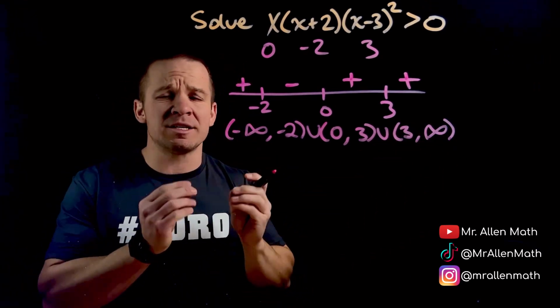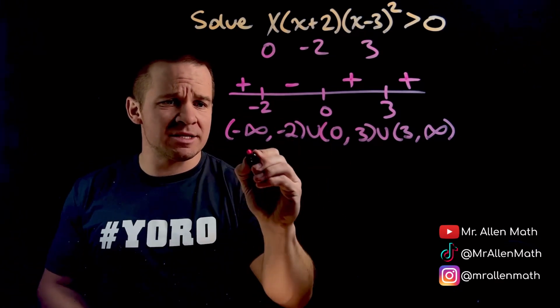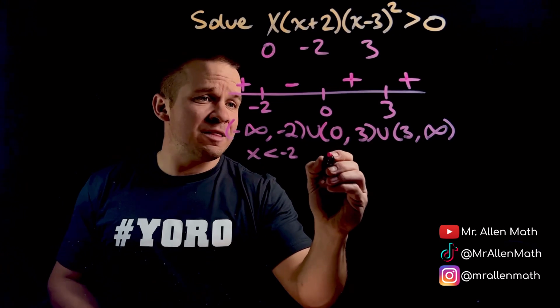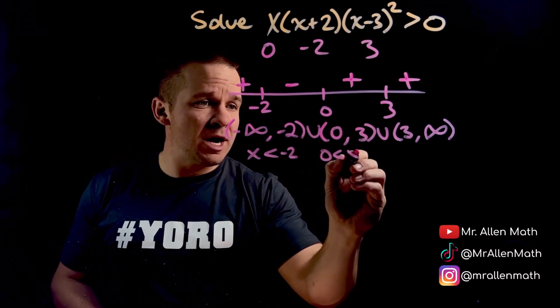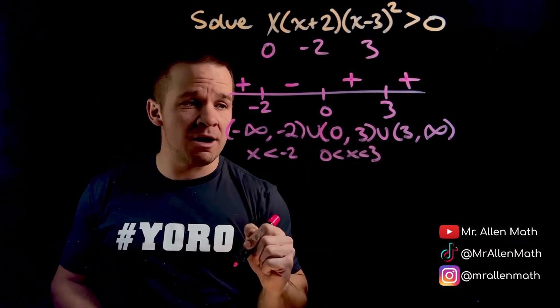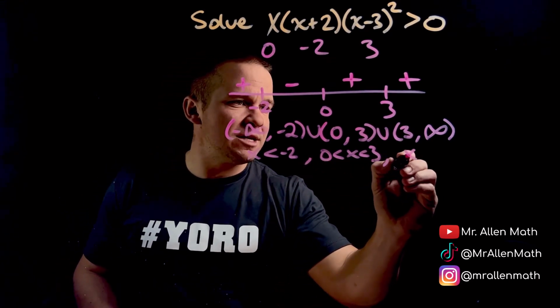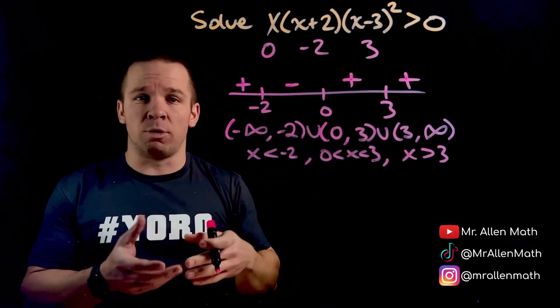I can also write this out using inequalities like this. I'd have x is less than -2. That's for this one here. And then from 0 to 3, so I look like this for this one right here. And then for the last one, I usually put commas between them. I would have x is greater than 3. So that would be the equivalent form.